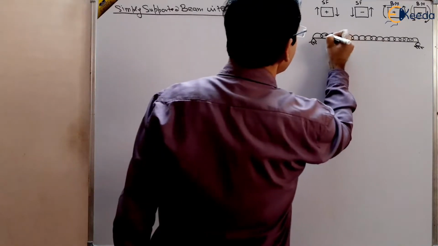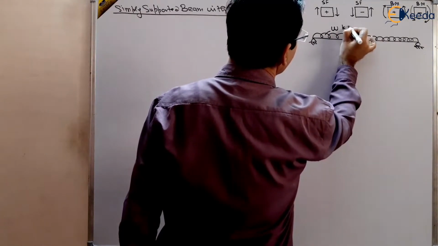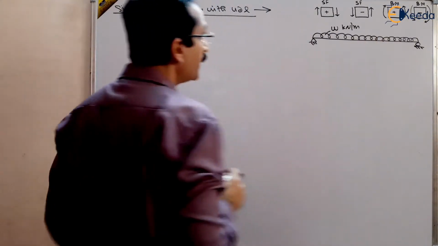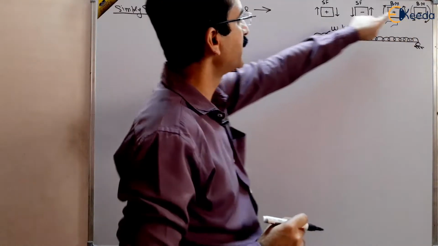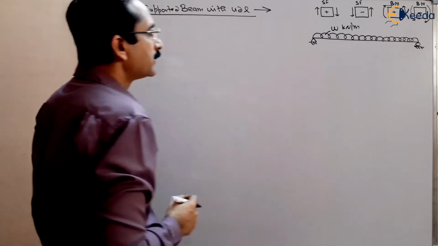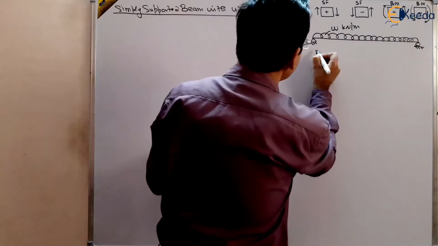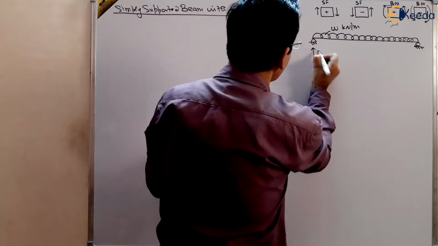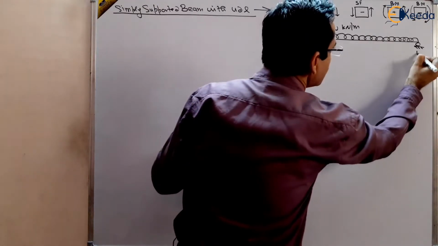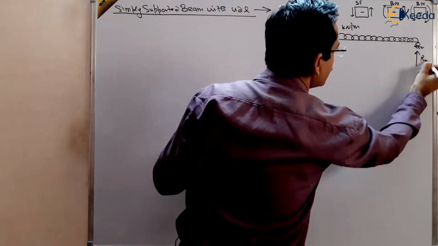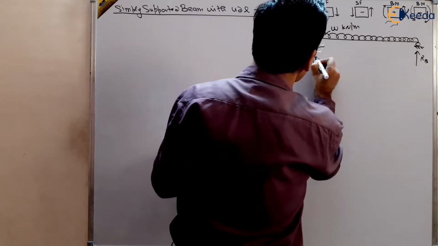And the intensity of this is W kilonewton per meter, and there is a sign convention. We have already written here the sign convention for shear force and bending moment. Now there will be reactions developed. Suppose the reaction at this point is RA, the reaction at this point is RB, and the length of the beam is L.